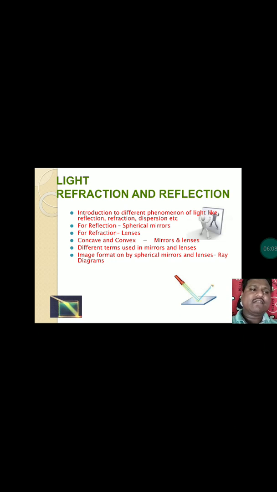There are 16 ray diagrams in this particular year, that is in 2020. There is no question on this, but in the last 10 years' papers we have this question. So we will see how ray diagrams can be drawn.